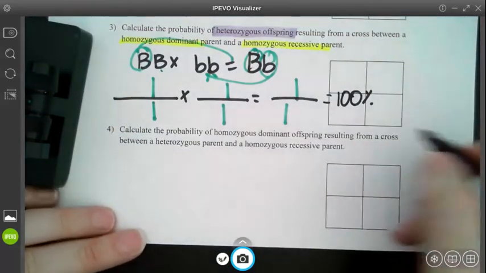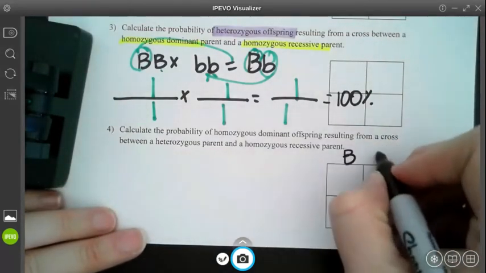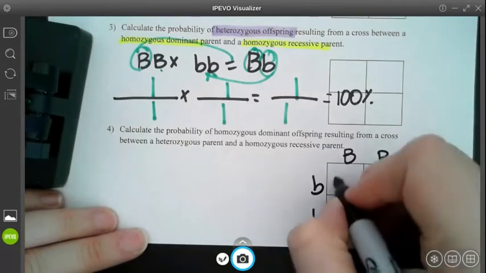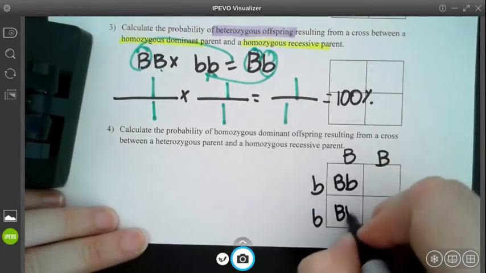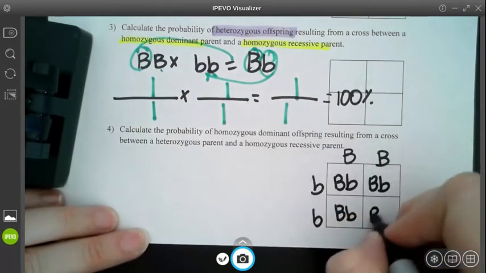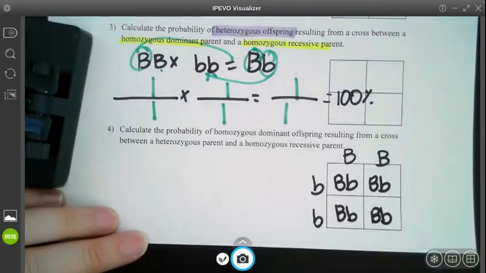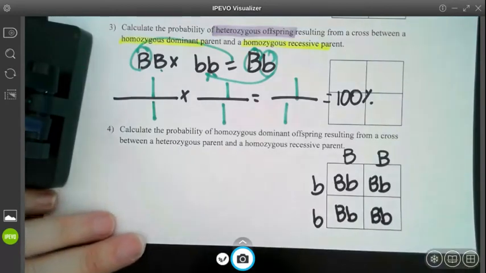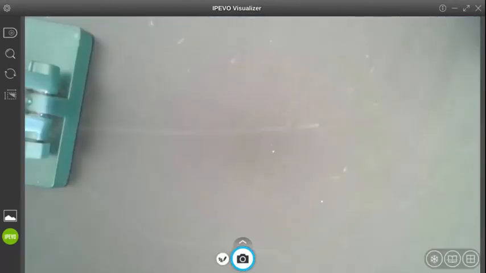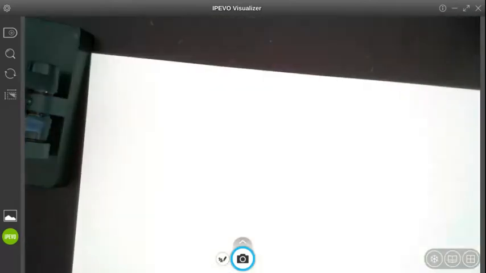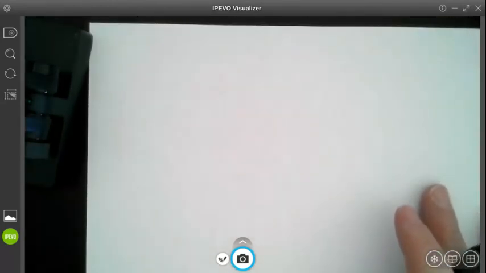And if I do my Punnett square, I'll just do it down here just to show it. I did do this earlier. All of my offspring are going to be heterozygous. Those are problems using the rule of multiplication where you just multiply the outcome. Sometimes you're going to have problems that aren't going to be nice and neat like that.